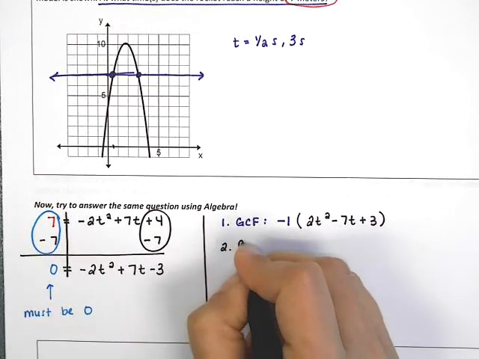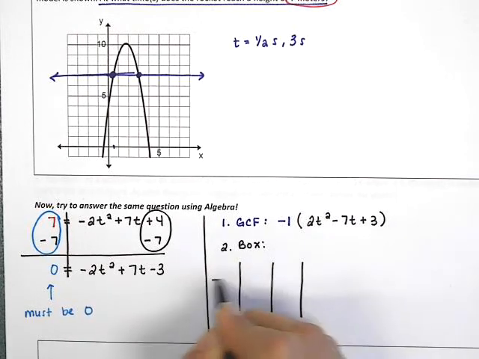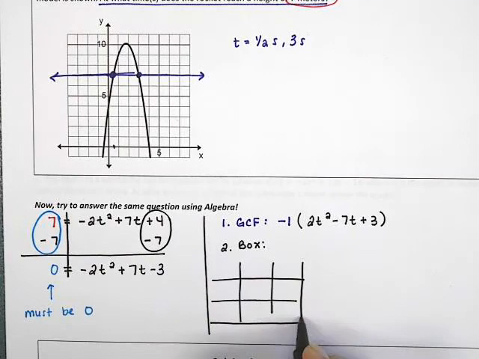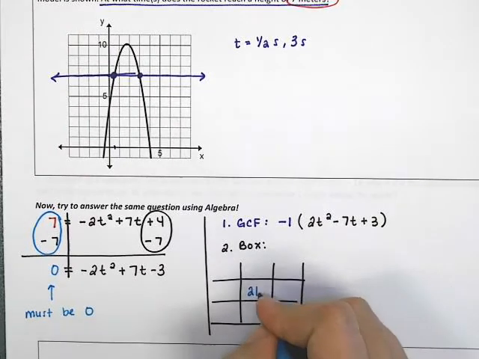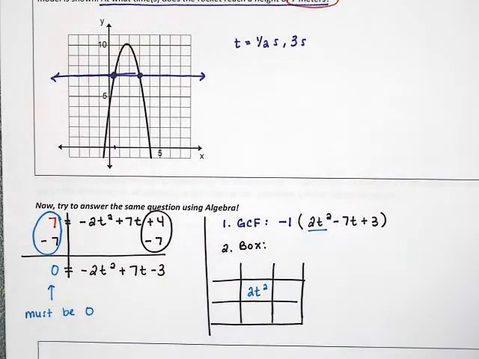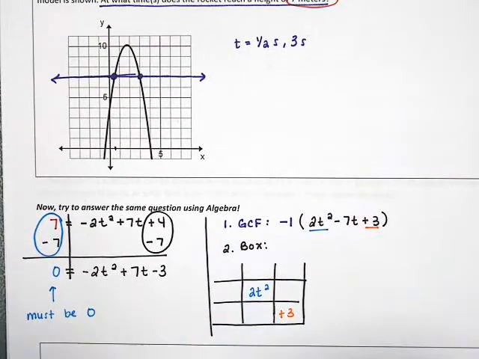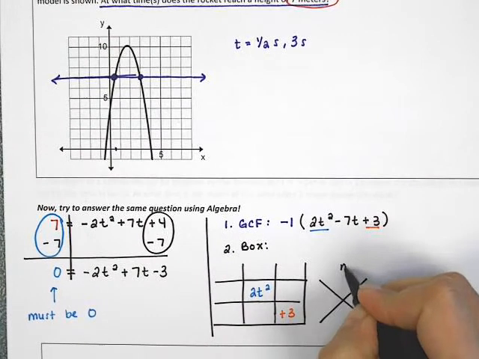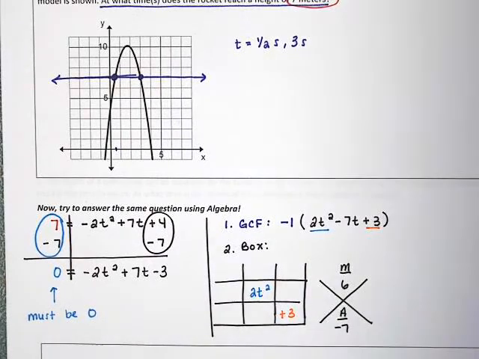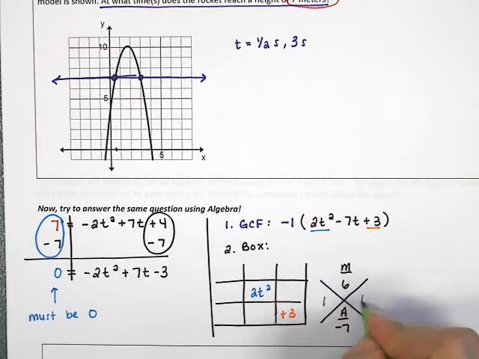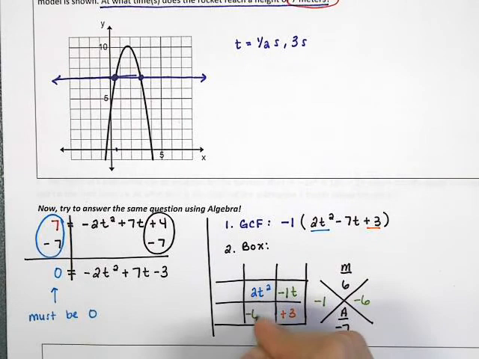Then I'm going to use the box method to factor this. So I'm going to draw my boxes. I'm going to fill in the leading term, so the 2t squared into the first box, and I'm going to fill in the plus 3 into the last box. I know that I need to make a negative 7, so if I draw my crisscross and I figure out my m and my a, in this problem my m would be 6 and my a would be negative 7. So the only factor pairs I'm going to use here are 1 and 6, and I'm going to make them both negative. So I'm going to have negative 1t, negative 6t.